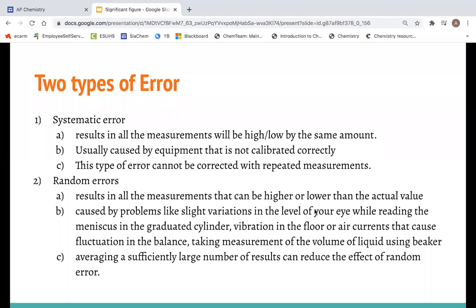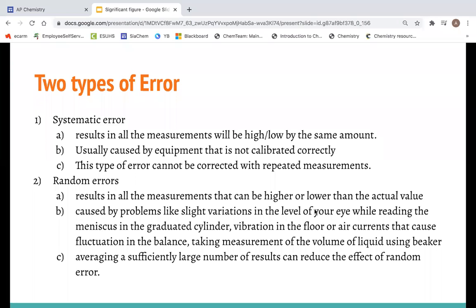In the labs, there are usually two types of error. One of them is called systematic error. That means you're getting the same result, you're getting precise data, but it's always too high or too low. Usually that happens because your equipment, the material that you use to measure, is not calibrated. Like if you're using a balance to measure the mass, maybe the balance is off. This type of error usually cannot be corrected by repeated measurements because the error is part of the machine. So you're going to keep getting the same error. This is where you get precision, but not accuracy.